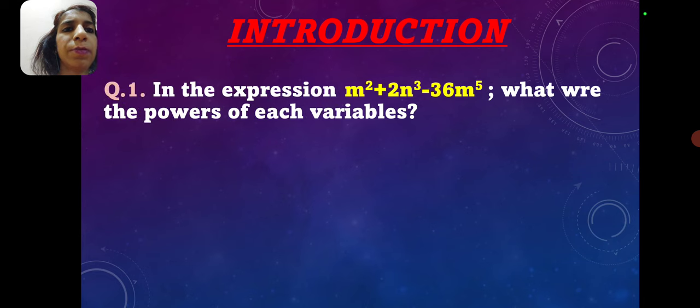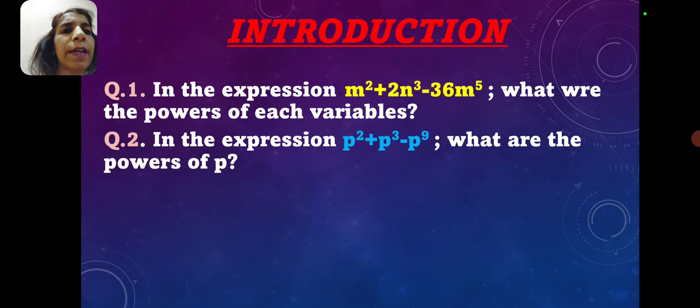So in the expression m square plus 2n cube minus 36m raised to 5, what are the powers of each variable? Okay. So what are the powers of each of these variables? 2, 3, 5. Okay.